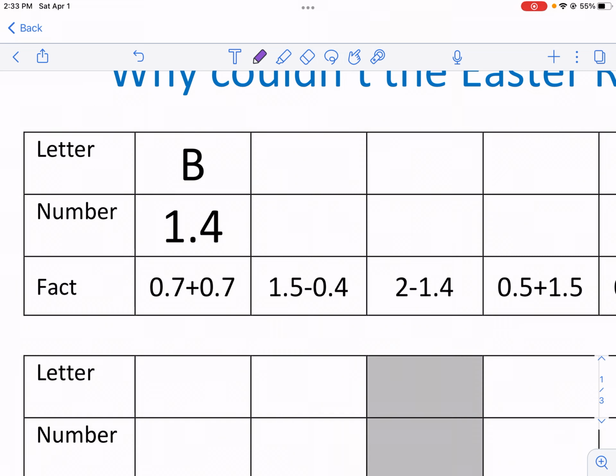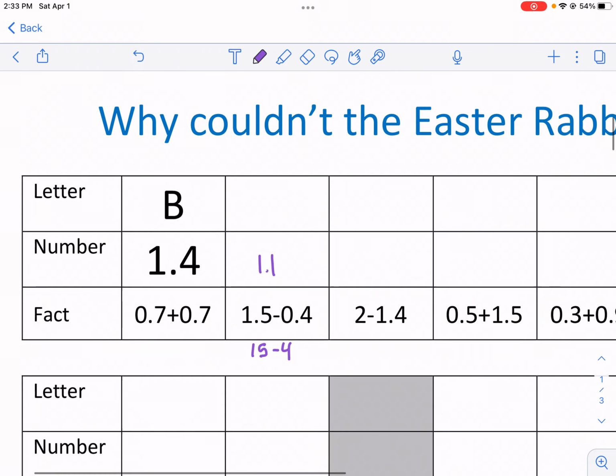So the number is going to be, if I wanted to, I consider this 15 minus 4. Well, I know that's 11, so I'm going to put 11.1, and that's going to be my answer. So 15 minus 4, 11, I'm going to change it to 1.1.